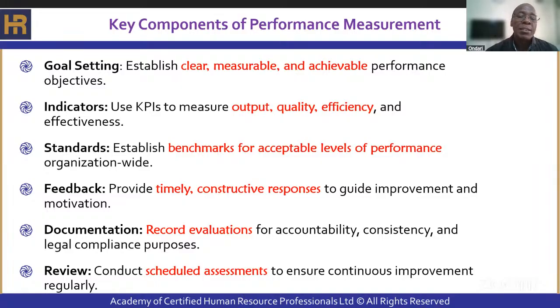In many cases, we set the minimum acceptable levels of performance. For example, the minimum time that can be taken to serve a customer. The standard in the banking industry is 7 minutes. So anybody who goes beyond 7 minutes is said to be a poor performer. If a teller, for example, in a bank spends more than 5 minutes, then that person should refer the customer to the next level.